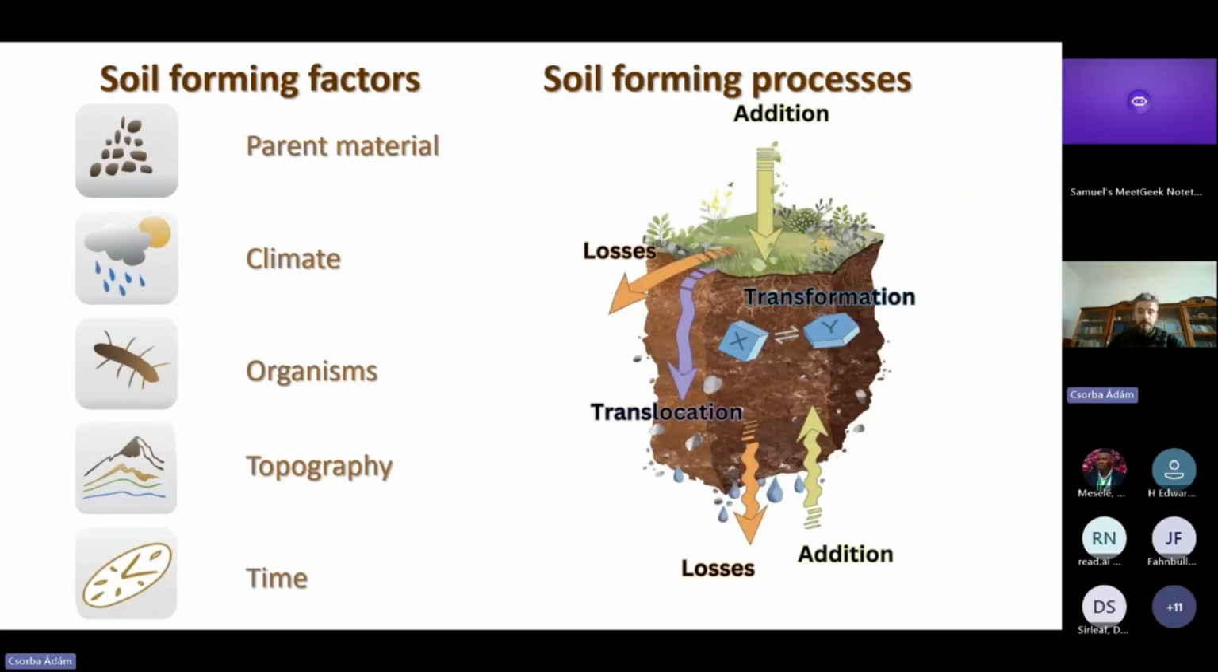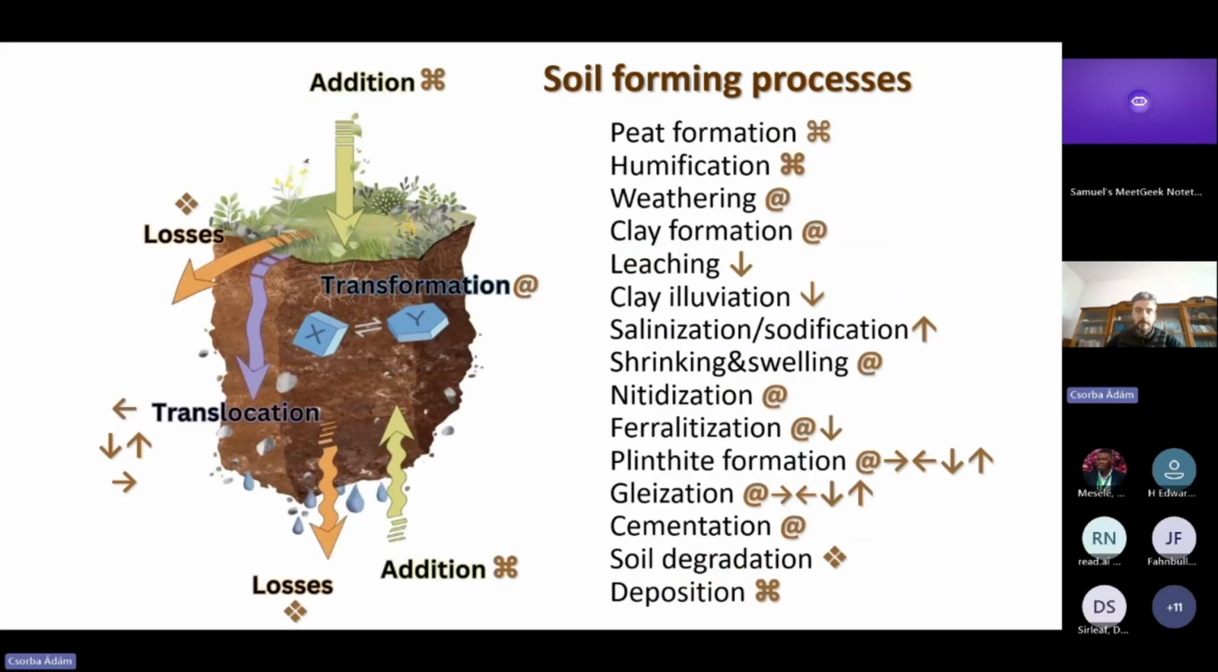As we mentioned before, and this is the key message, what we have to remember from today's presentation: the soil forming factors are those factors that drive the so-called soil forming processes. Soil forming processes are the mechanisms that actually build and modify the soil profile. Here we can see examples of the most important soil forming processes. This slide also shows how they relate to the four basic process types: additions, losses, transformations, and translocations.